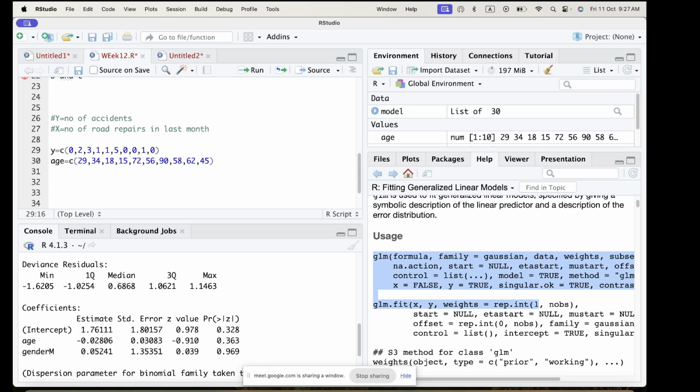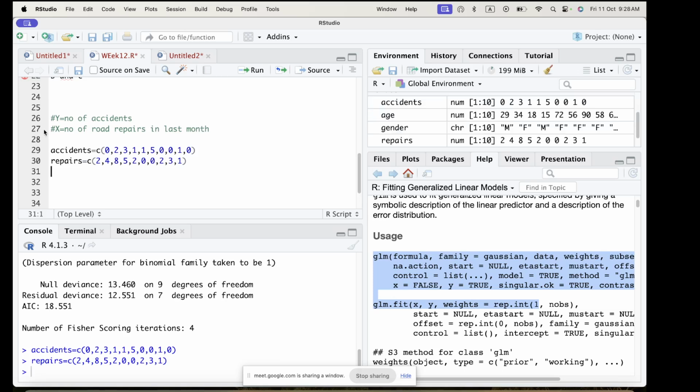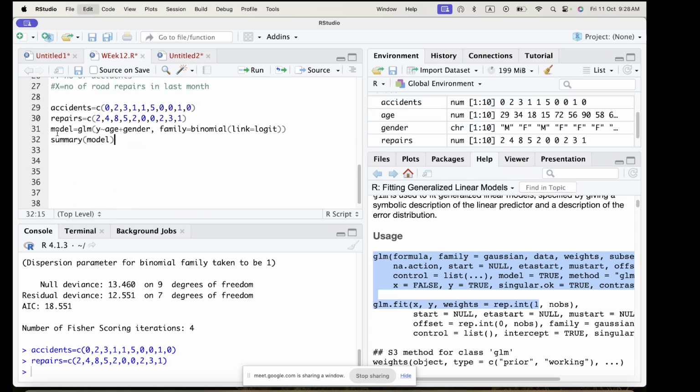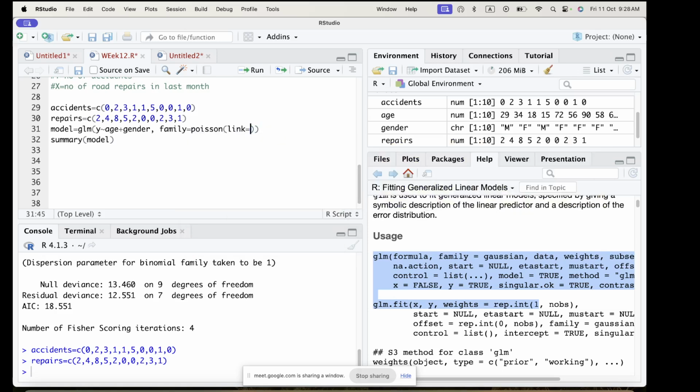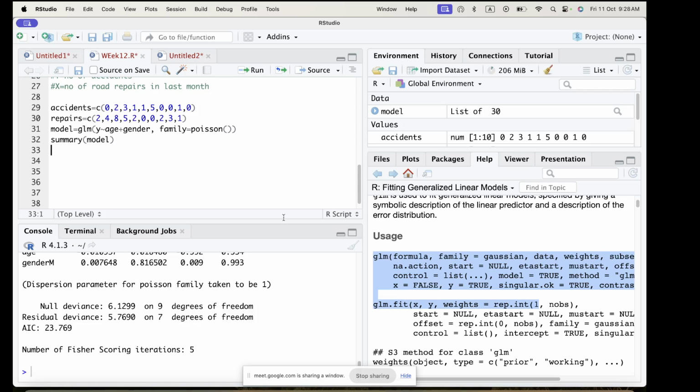And if this is accidents, and this is the number of repairs, let's say 2, 4, 8, 5, 2, 0, 0, 3, 2, 3, 1, something like this. If this is the set and I want to fit a Poisson regression, all I'm going to do is change family binomial to Poisson and link will become log, or we don't need to specify because it will automatically take it as a log link.